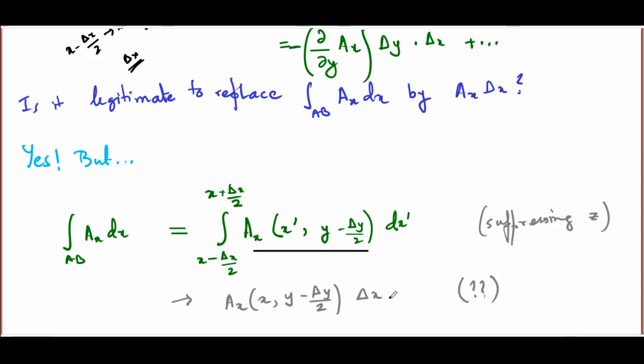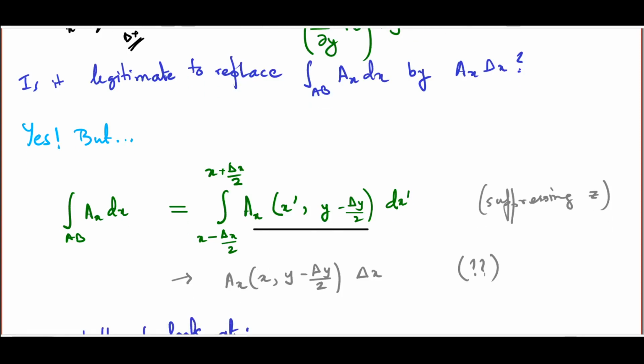And of course you would be right in saying that there's a gap in the argument. After all, since we are going to talk about the change in Ax when y changes from y minus delta y by 2 here to y plus delta y by 2 for CD, why is it that with the first argument we can completely forget about that variation, just put in the value at x? So let's do it a bit more carefully.